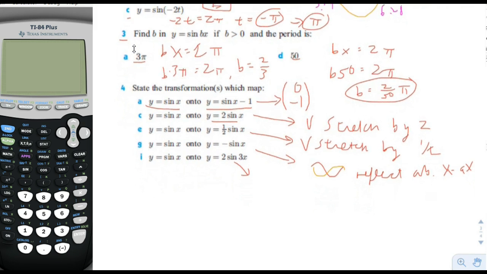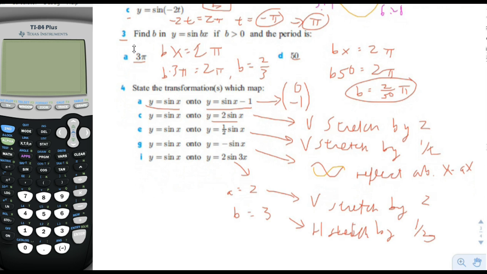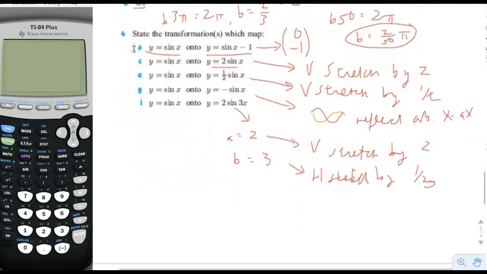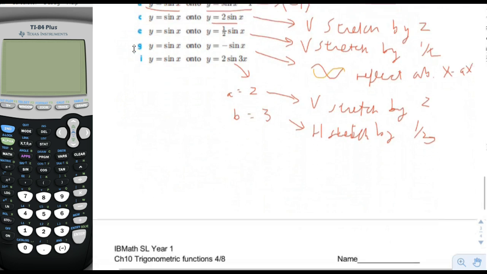Okay, and then finally, this one, we have two translations happening. One is that a equals 2, and the other is that b equals 3. So a equals 2 would be a vertical stretch by a factor of 2. And then b would be a horizontal stretch by a factor of 1/3, right? Because a 3 actually makes it shrink. Okay. All right. Moving on to page 4.